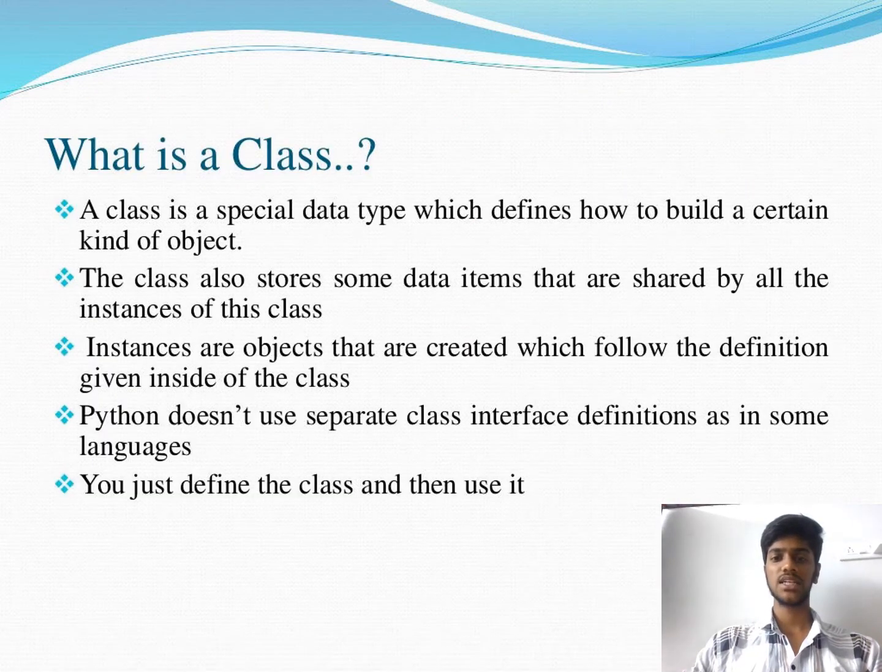A class is a special data type which defines how to build a certain kind of object. The class also stores some data items that are shared by all the instances of this class. Instances are objects that are created following the definition given inside of the class. Python does not use separate class interface definitions as in some languages. You just define the class and then use it.